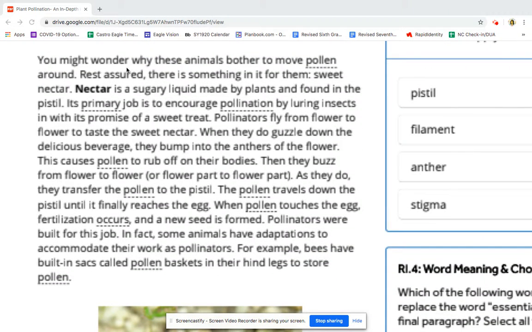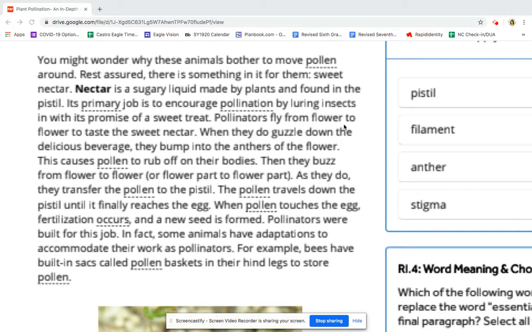You might wonder why these animals bother to move pollen around. Rest assured, there is something in it for them, sweet nectar. Nectar is a sugary liquid made by plants and found in the pistil. Its primary job is to encourage pollination by luring insects in with its promise of a sweet treat.